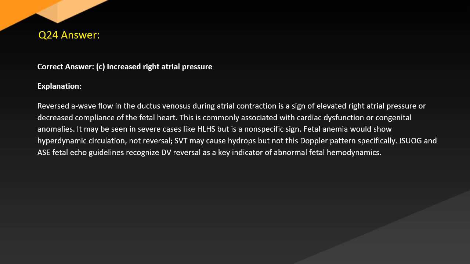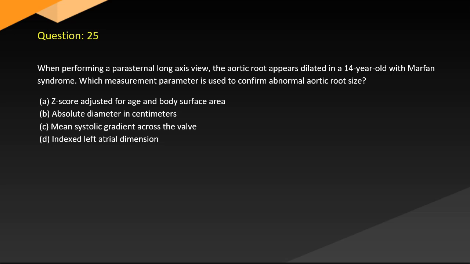Fetal anemia would show hyperdynamic circulation, not reversal. Other causes can cause high drops, but not this Doppler pattern specifically. ISUOG and fetal echo guidelines recognize DV reversal as a key indicator of abnormal fetal hemodynamics. Question 25. When performing a parasternal long axis view, the aortic root appears dilated in a 14-year-old with Marfan syndrome.